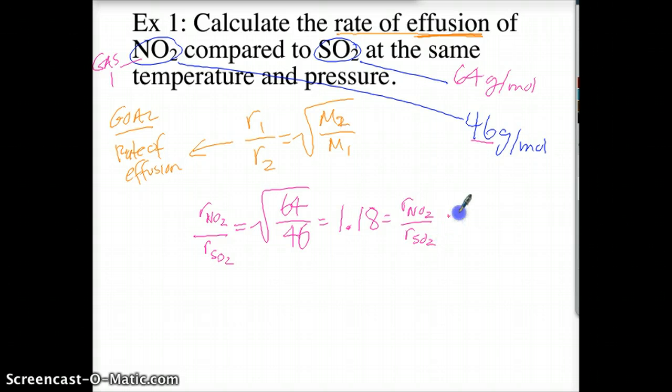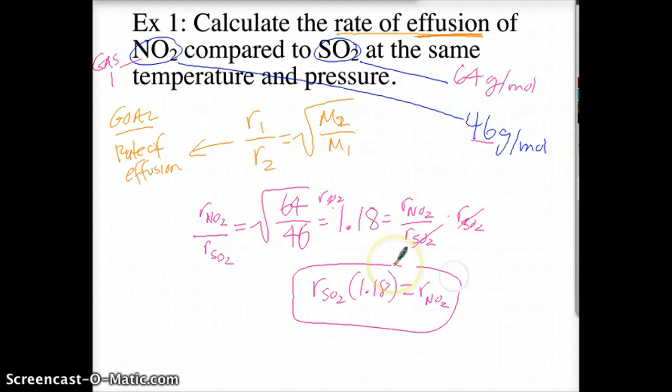With a little bit of algebra, I'll just multiply rate of SO2 on both sides. So now I have rate of SO2 times 1.18 equals the rate of NO2. So, what does this tell us? There's a lot of ways we could represent the answer, but basically, whatever the rate of SO2 is, let's say it's 1, then the rate of NO2 is going to be 1 times 1.18, which would be 1.18. So we can see that the rate of NO2 is higher than the rate of SO2.